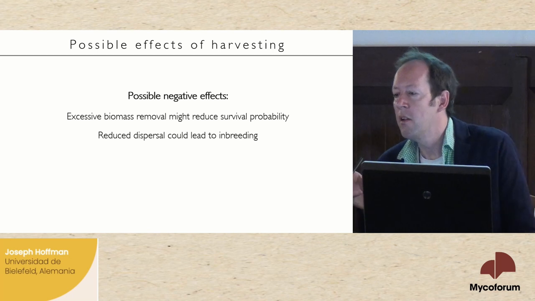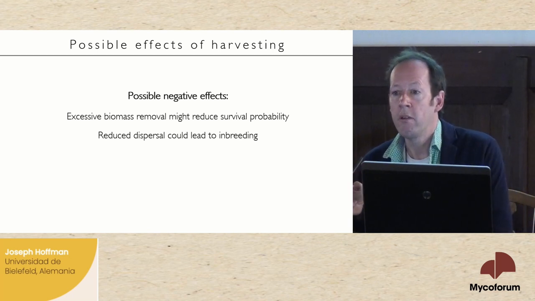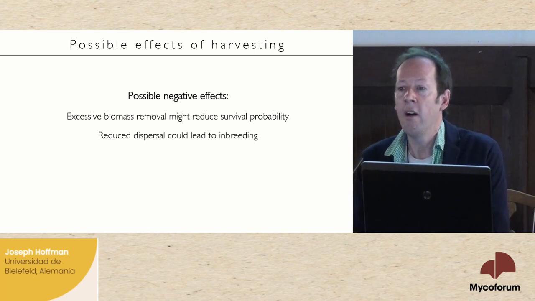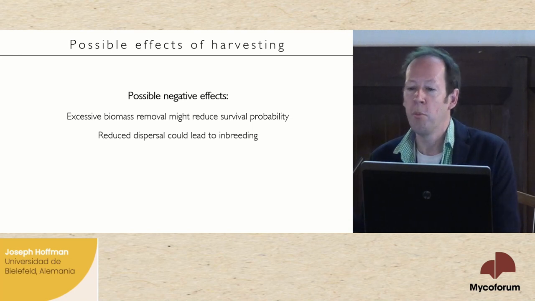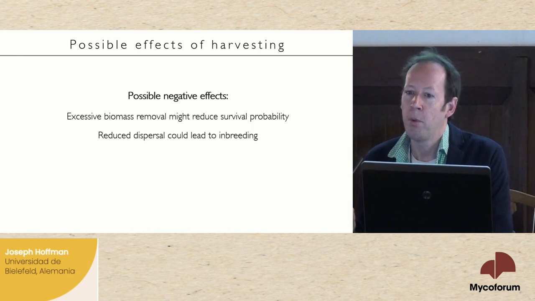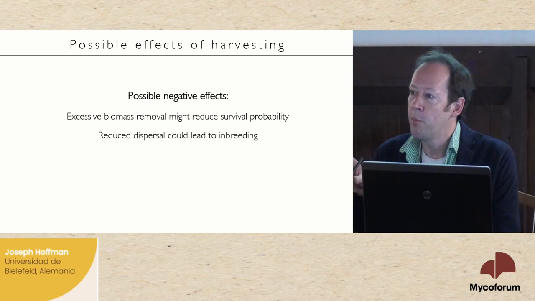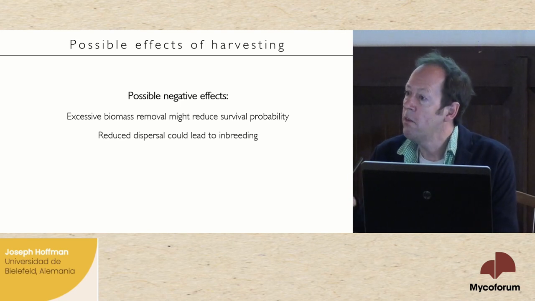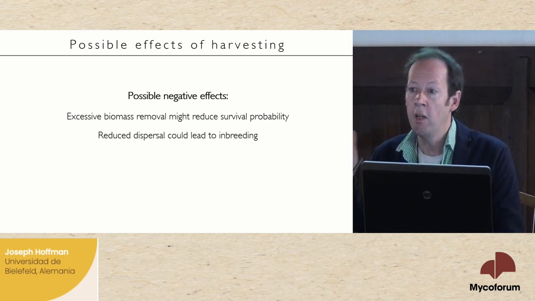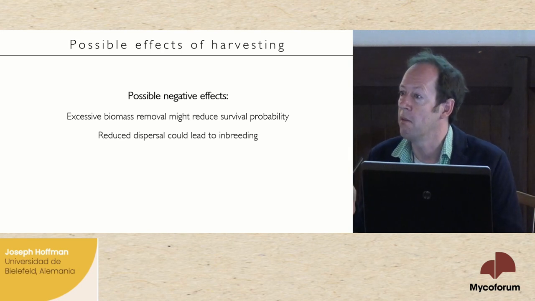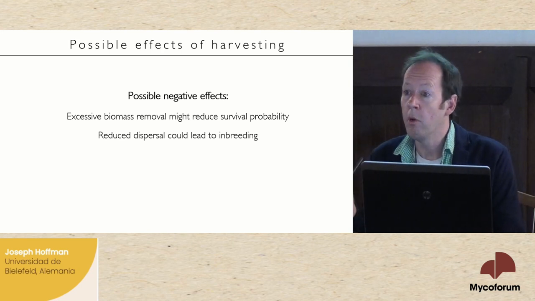In addition, certainly in Bielefeld, a common practice is to pick the tiniest mushrooms, I mean, unbelievably small, and to stuff them into plastic bags and take them off home. And practices like this will tend to reduce dispersal. They'll shift the balance towards local dispersal, and that might result in more inbreeding.